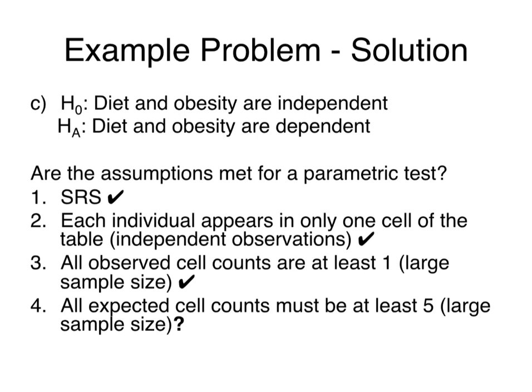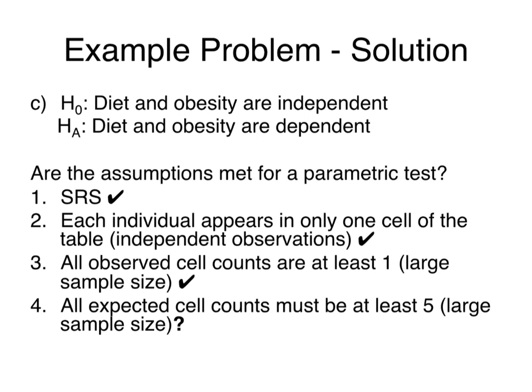We then check the assumptions. We know that participants were randomly and independently selected, and if we go back to check our observed table, we can see that all observed cell counts are at least 5. But what about the expected counts?